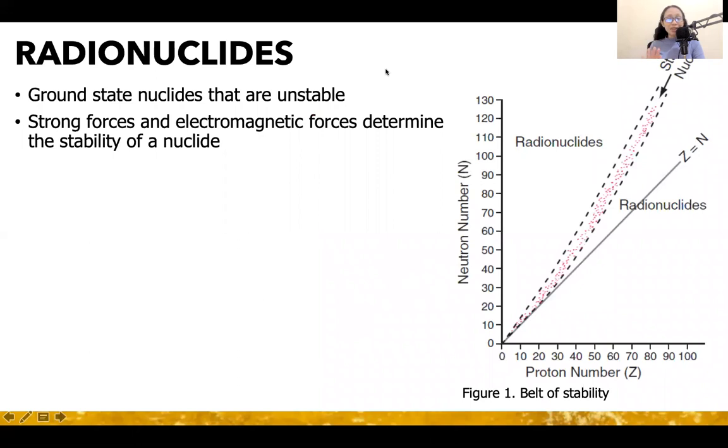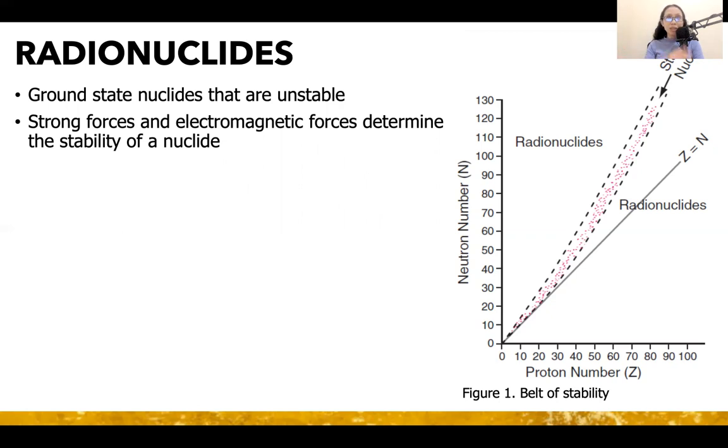Okay, so radionuclides. Nuclides that don't undergo radioactivity or any nuclear reaction are stable, or we can also describe them as ground state nuclides. So we have nuclides that do not undergo radioactivity. They are just simply nuclides.